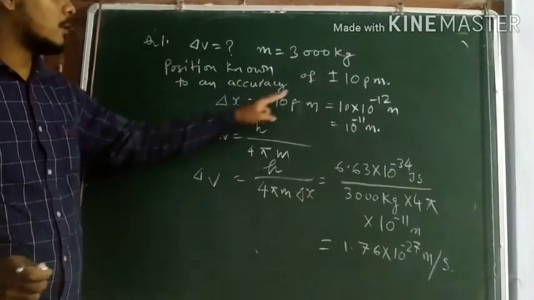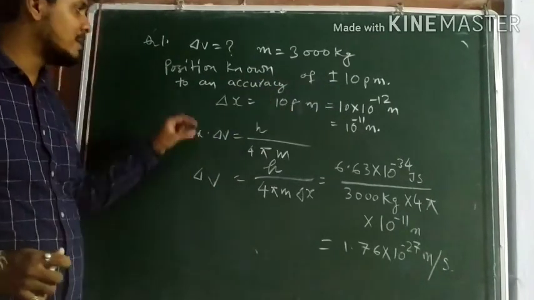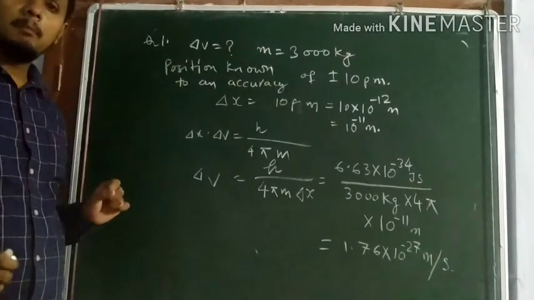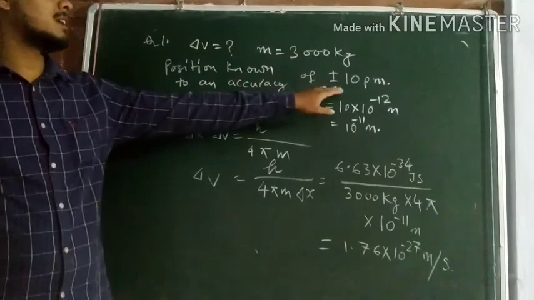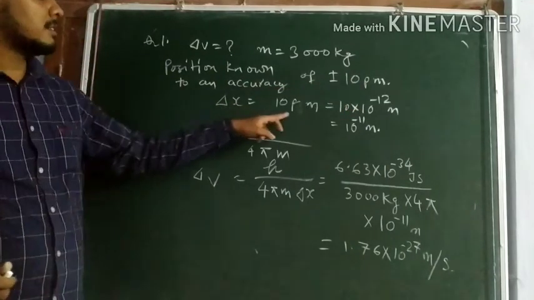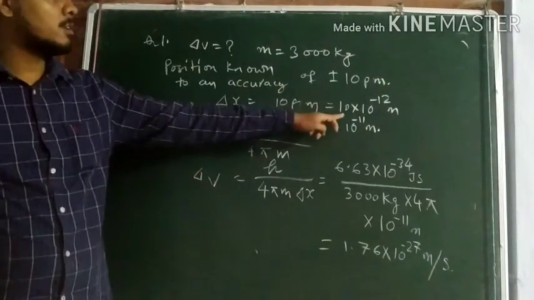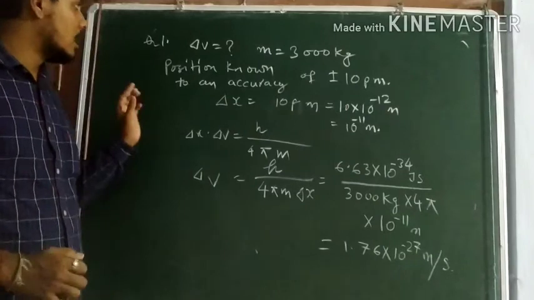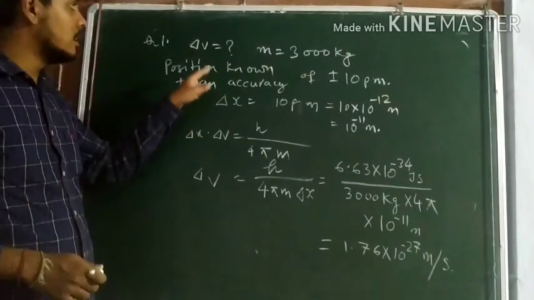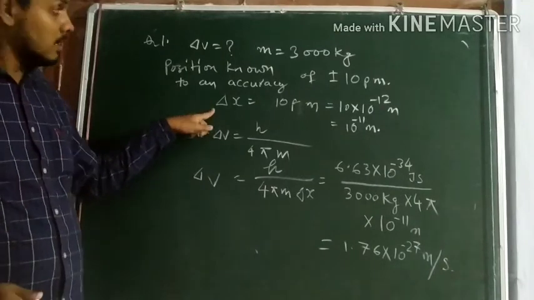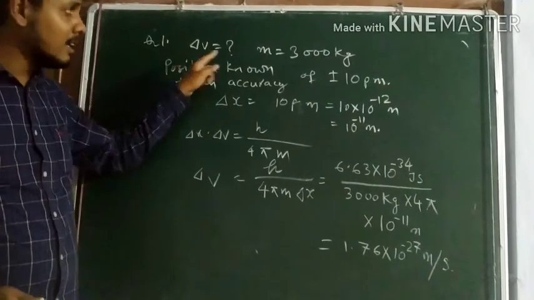That means the error in position, delta x, will be 10 picometer. So error in position is 10 picometer, which is equal to 10 into 10 to the power minus 12 meter, which is equal to 10 to the power minus 11 meter. Now we are asked to find the error or uncertainty in velocity. Position uncertainty is given, velocity uncertainty we have to find, mass is given.